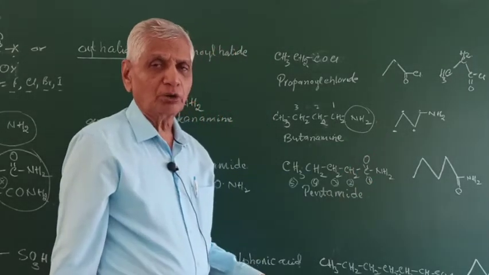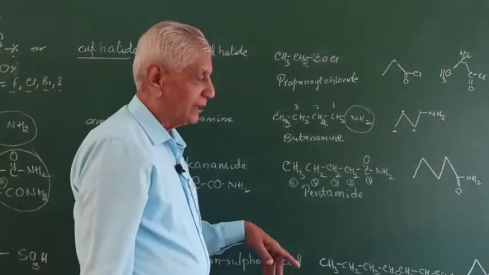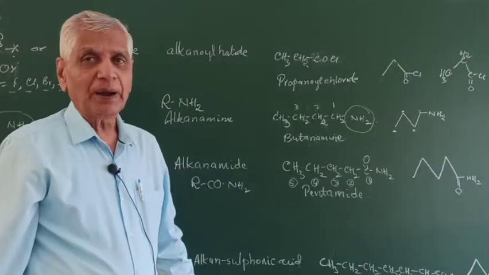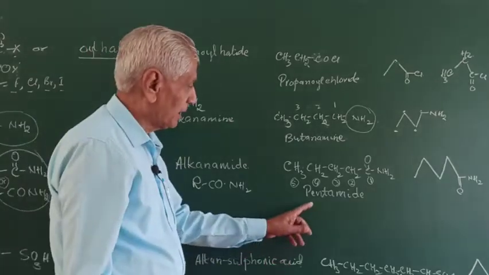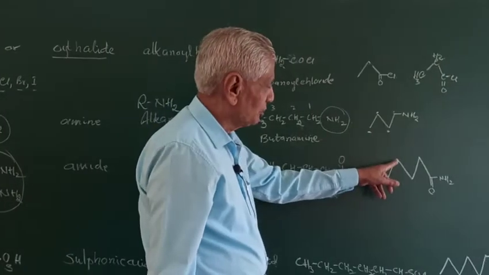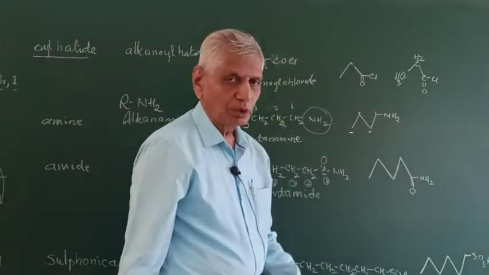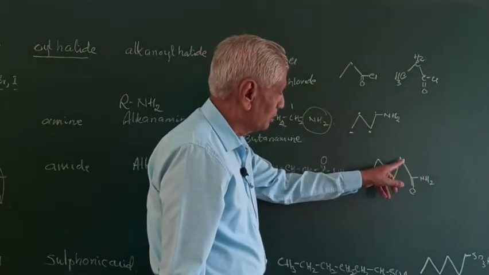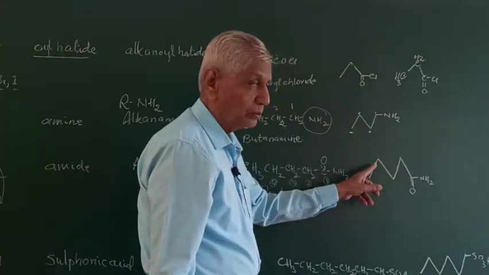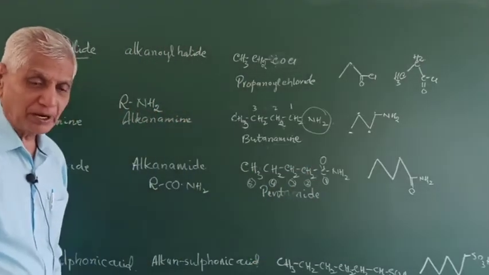So totally you have to count the number of carbon atoms. 1, 2, 3, 4, 5. And therefore the compound contains 5 carbons. 5 carbon is pentane amide. When you have this compound, it is pentane amide. So this can be written as CH3, CH2, CH2, CH2, CONH2. Total how many carbons are there? 1, 2, 3, 4, 5. So pentane amide. That is how the compound is named as an amide.